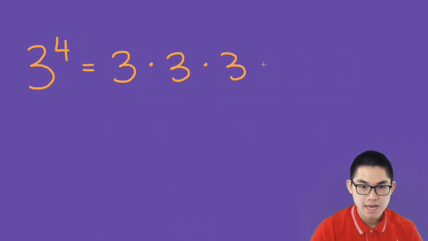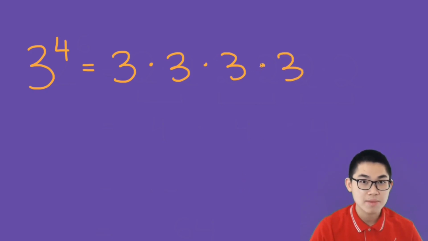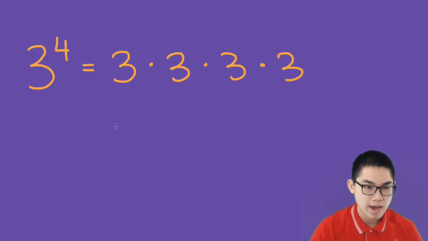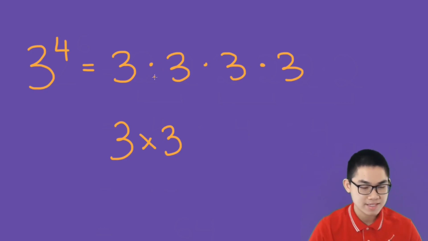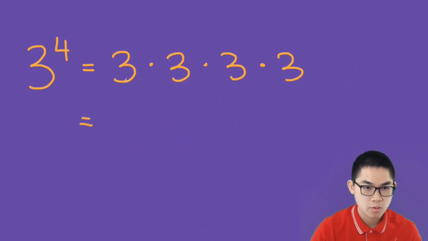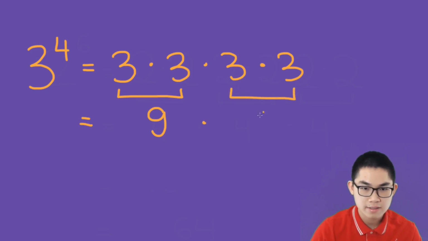3 to the power of 4 is going to be 3 times 3 times 3 times 3. Now note that this dot means multiplication. You can also write it like this, 3 times 3, or 3 dot 3, it means the same thing. 3 times 3 gives you 9. Over here, it's also 9. So 9 times 9 gives you 81.